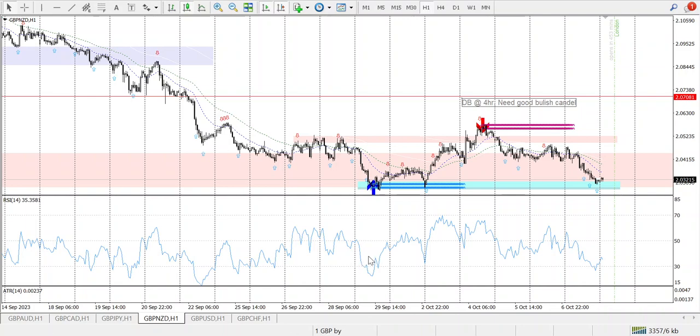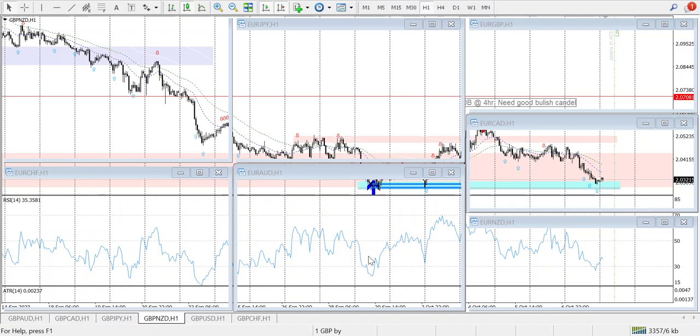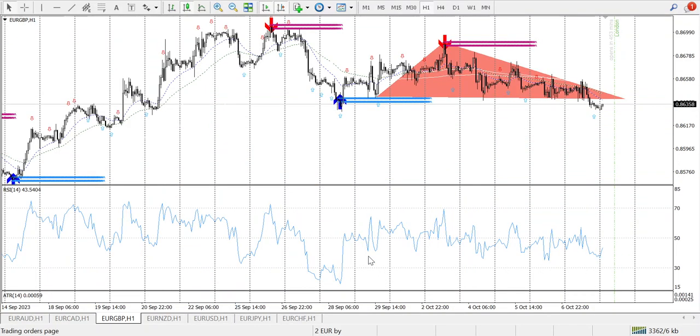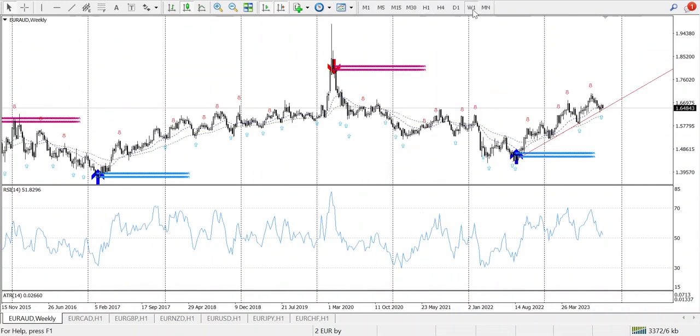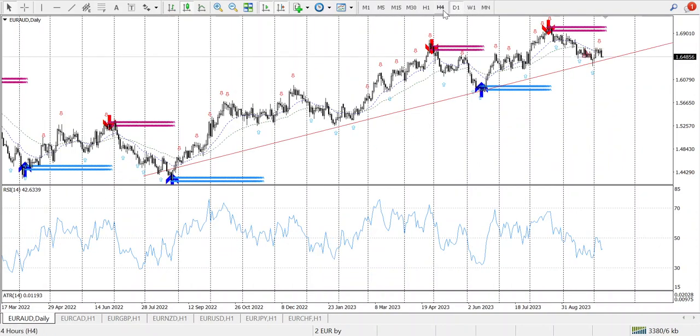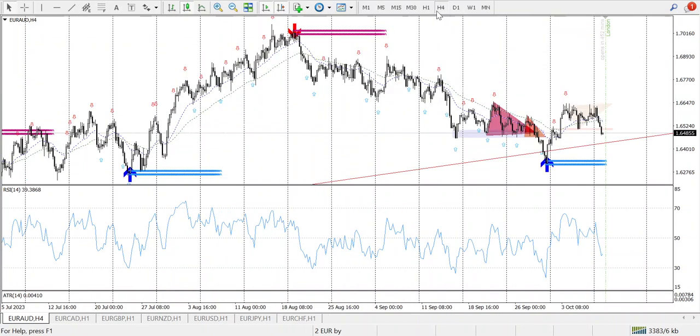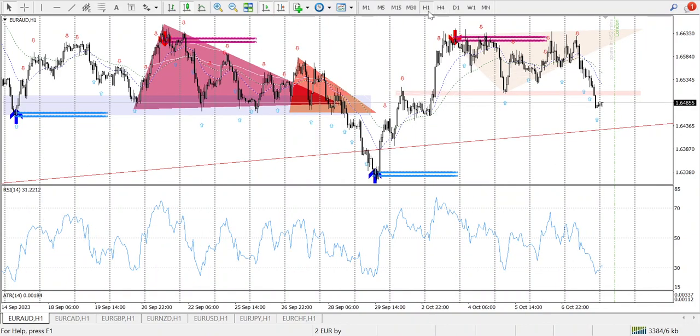Now coming to the next, Euro. Oh, it's so tiring. Oh my god, it has broken the zone. Okay, let's have Euro AUD. I missed this one yesterday. Big mistake. Now, going to weekly, it is a bullish engulfing, but nothing to see, it's weak. It is making a higher high. On the day it was bullish. Very scandal.